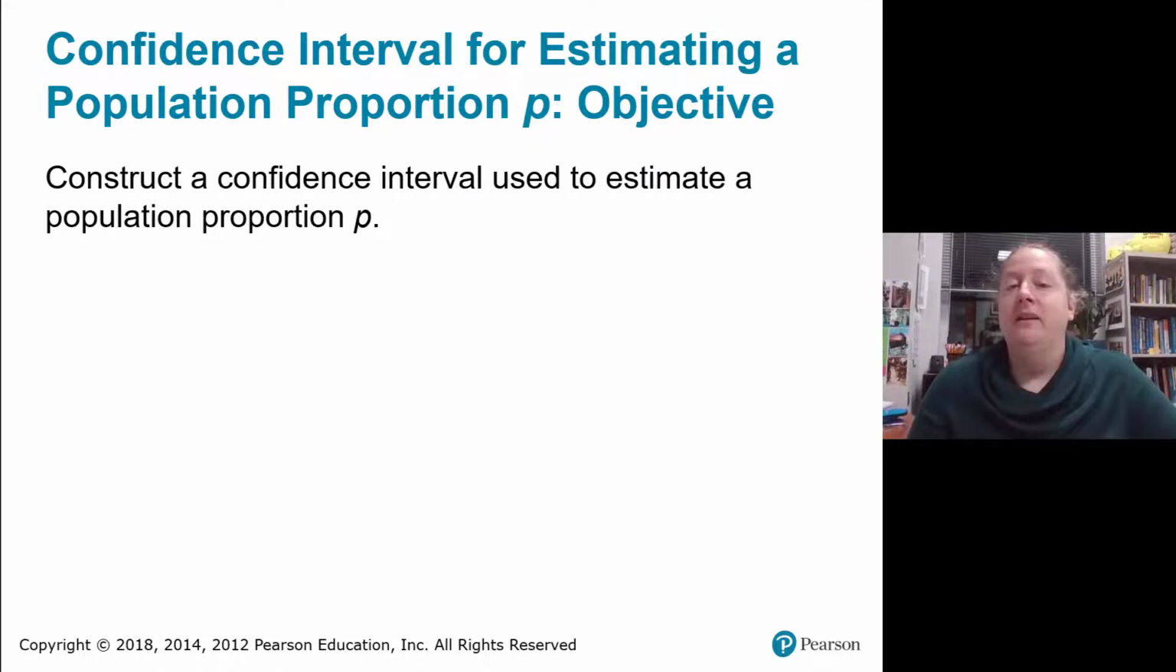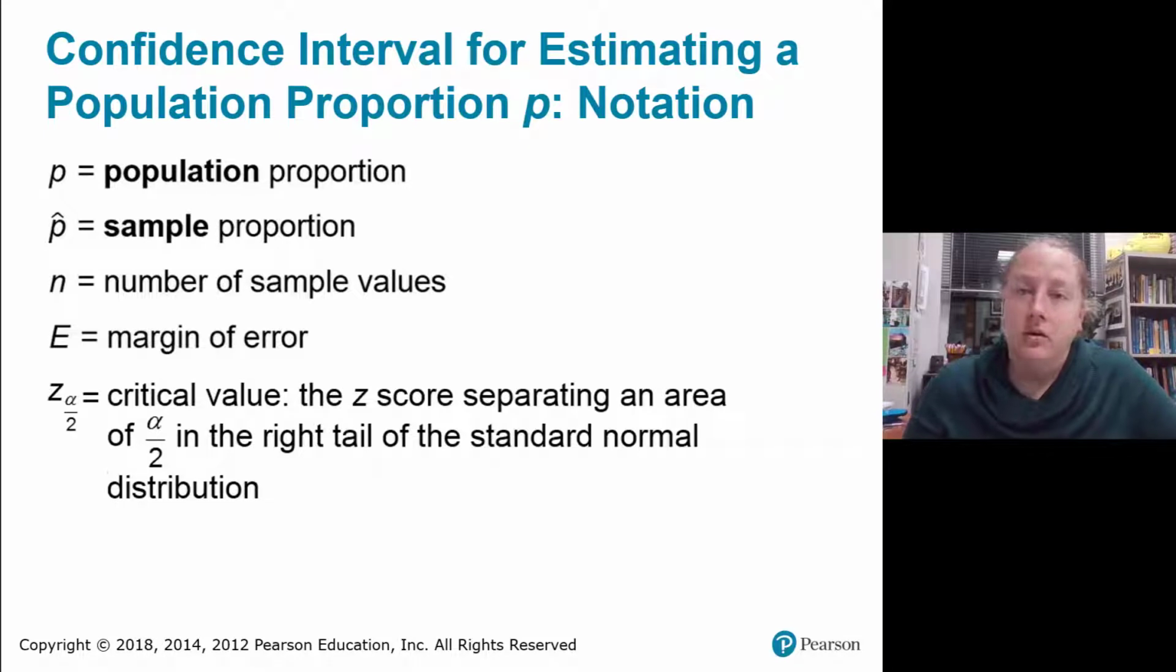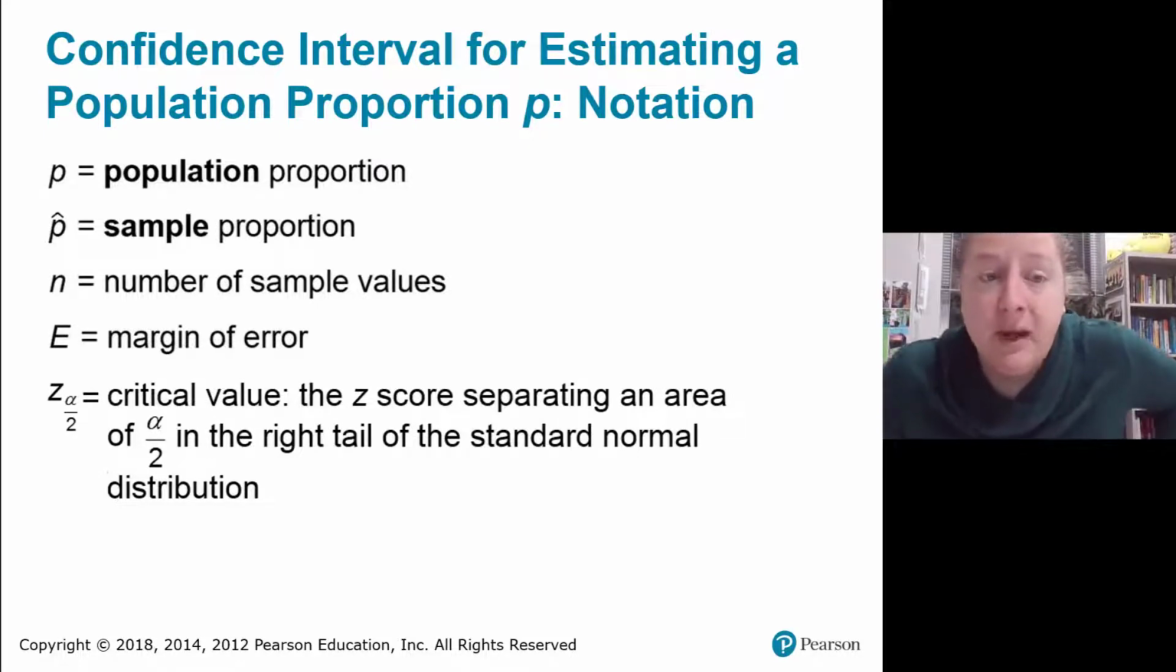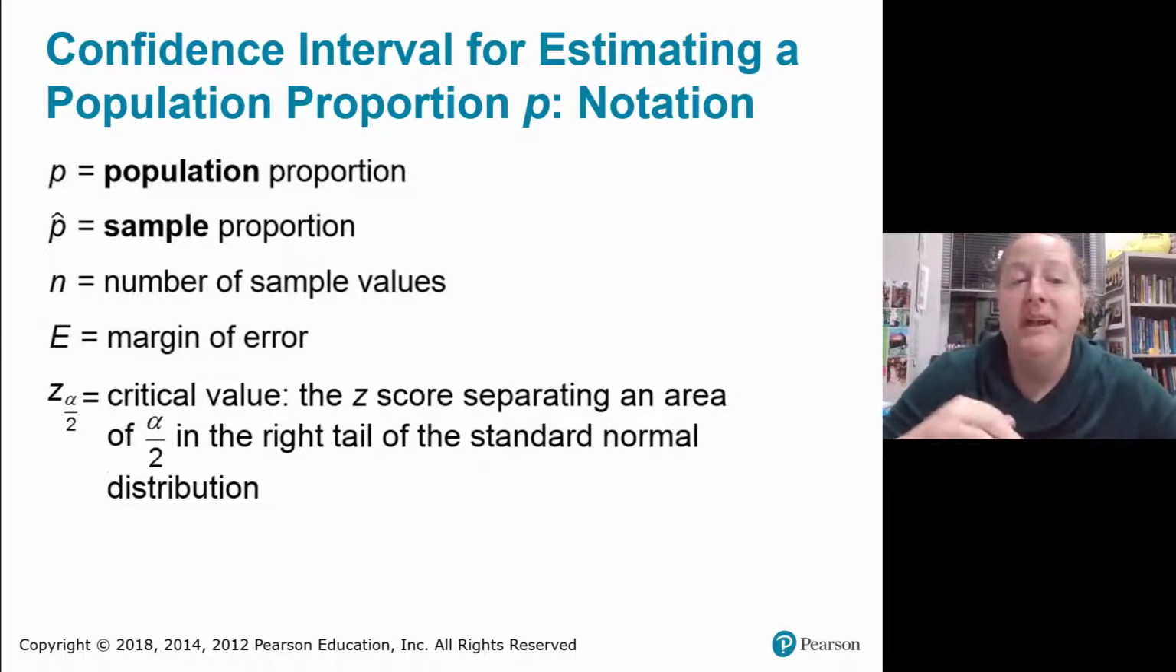So let's do it. Now that we have all of these pieces, we're going to be able to construct a confidence interval used to estimate a population proportion p. So, all of the variables involved: we've got p, which is a population proportion. We've got p hat, which is a sample proportion. We've got n, or our number of sample values. We have E, our margin of error. And we have z sub alpha divided by 2, which is our critical value.